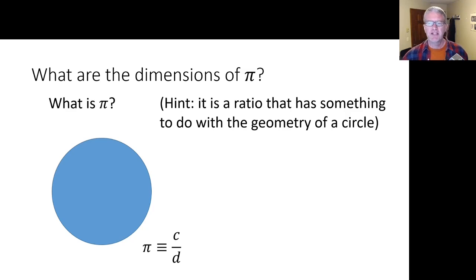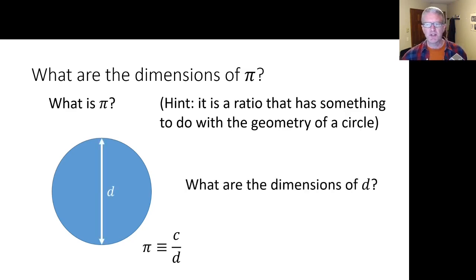We can now carry the dimensions of circumference and diameter through this equation to determine the dimensions of pi. The diameter is the distance between the edges of the circle on a straight line through the center. This distance has dimensions of length, which we can plug into the equation.